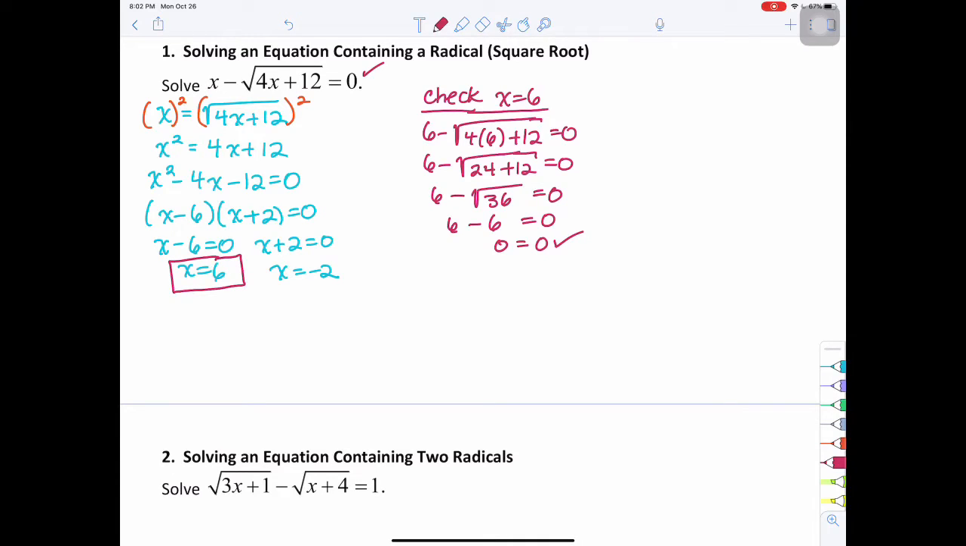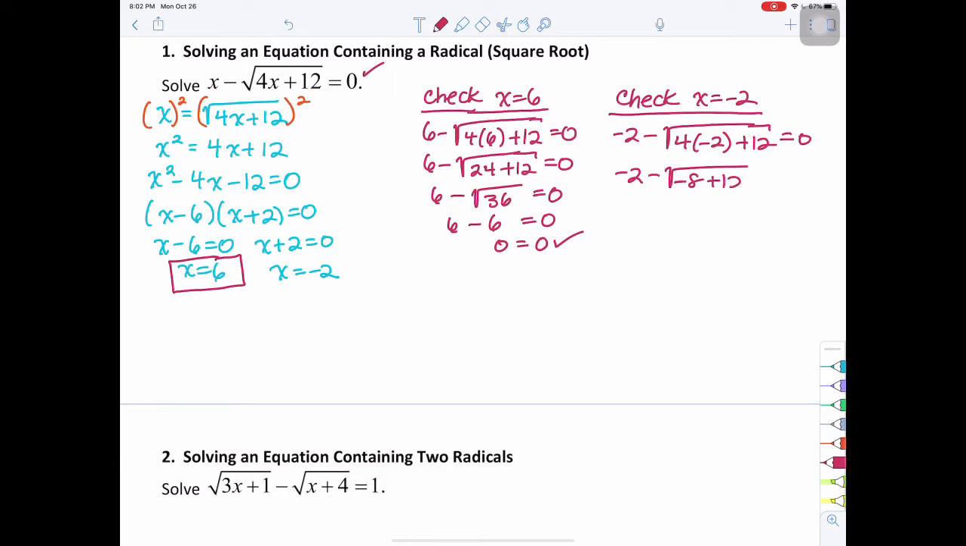Now, how about x equals negative 2? We're going to check, and this one I'll do by hand, and the next one I'll show you how to do checks on your calculator. So we have negative 2 minus the square root of 4 times negative 2 plus 12 equal to 0. Negative 2 minus root negative 8 plus 12, is that equal to 0? Negative 2 minus root 4. Negative 2 minus 2, not looking too good. Negative 4 is not equal to 0. Okay, so what do we do? We throw this solution out.